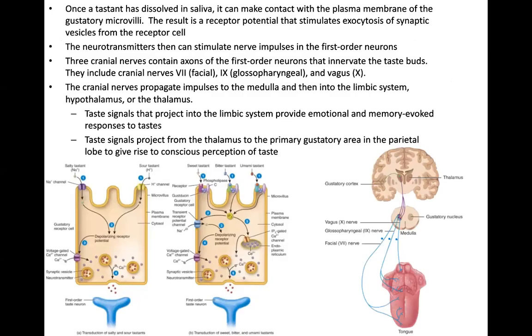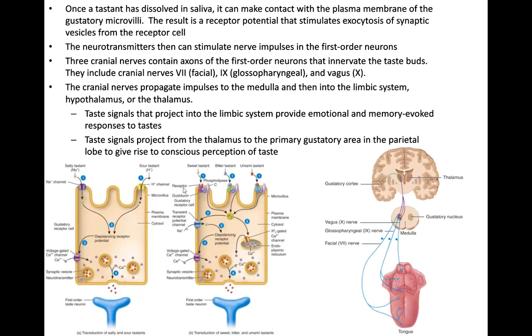Now, just like we talked about with smell, let's describe how this taste process really works. First of all, once again, it's very important for the tastant to dissolve in saliva, enabling it to make contact with the plasma membrane of the gustatory microvilli. Looking down here at the bottom of the page, we've got 2 taste receptor cells, or gustatory receptor cells. Here are the little microvilli. Those are the hairs, or microvilli, as they are also described.